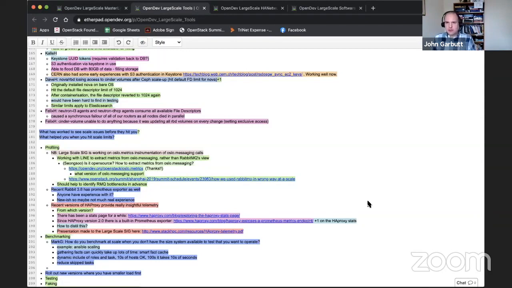That makes sense. As in, you're not sure where the bottleneck is until you hit it sometimes, if you don't have full visibility into everything. That's right.